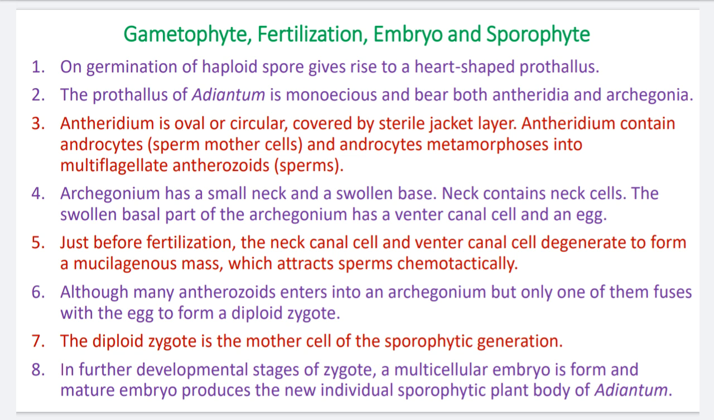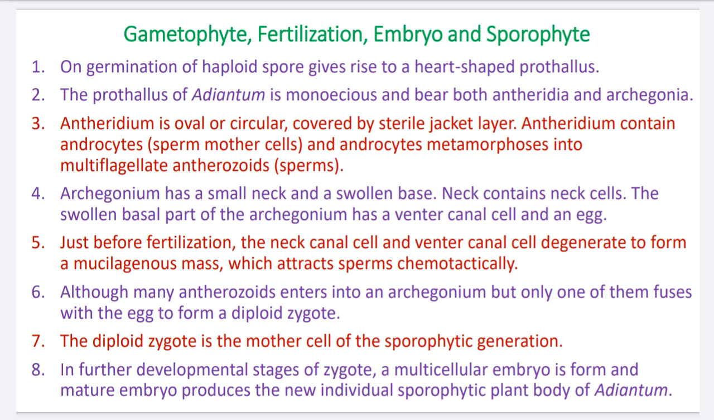See point number 1. On germination, the haploid spore gives rise to a heart-shaped prothallus. When homospores come outside from the sporangium, and settle down on a suitable substratum and absorb moisture, they start germination, and it produces the prothallus, which is the gametophytic plant body.